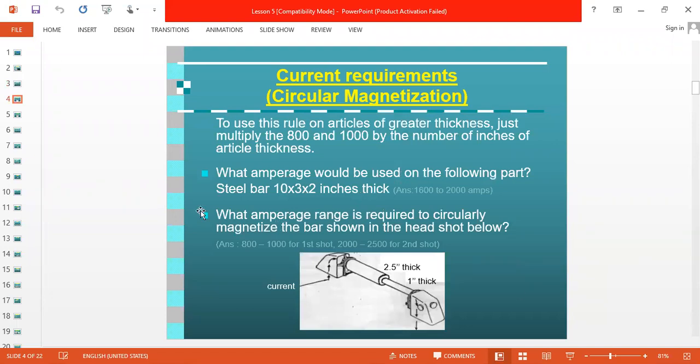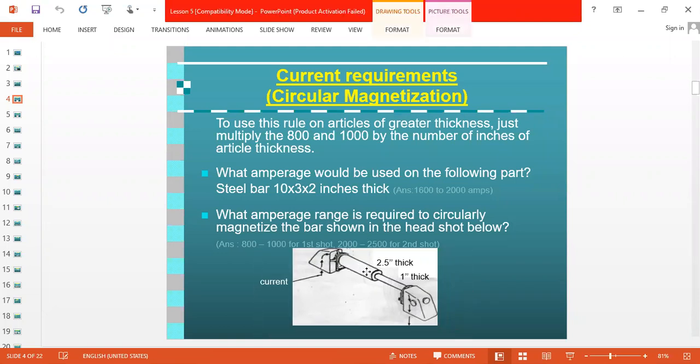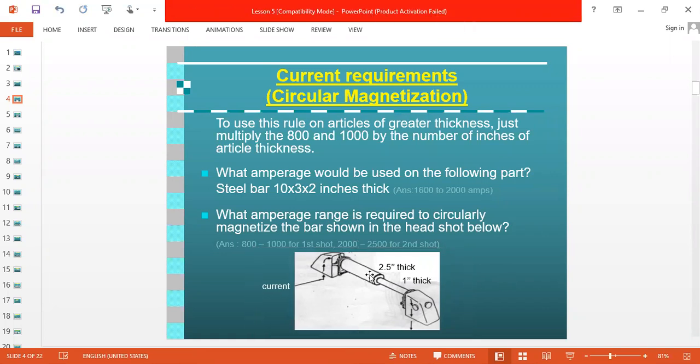Now see, here is a step diameter. This is the big diameter, and this is the small diameter. If we are applying a current, the current calculation for 1 inch is different from 2.5 inch.